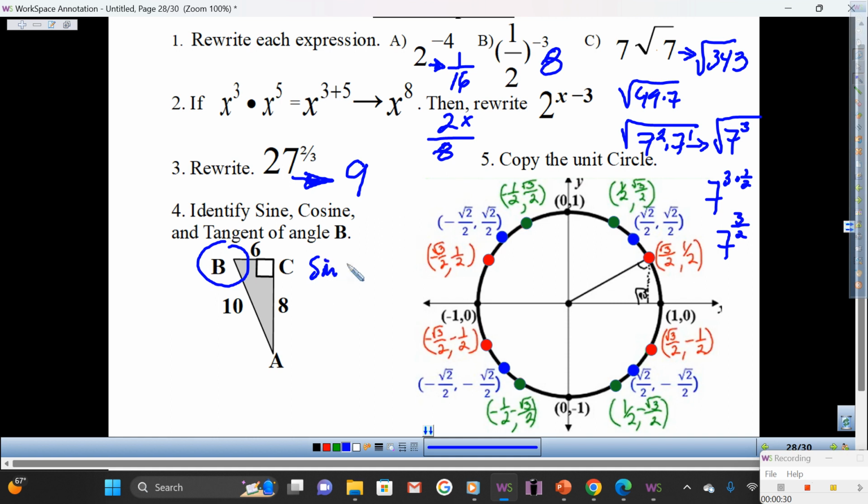We need sine angle B, bless you. Cosine angle B. And tangent angle B. Share with your neighbor, see what they got so I can call on someone. Sine, cosine, and tangent angle B. Good conversations. Let's start with Caleb. Sine angle B. Which side is opposite to angle B?